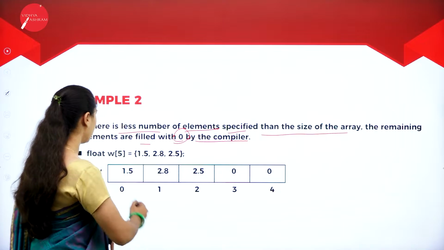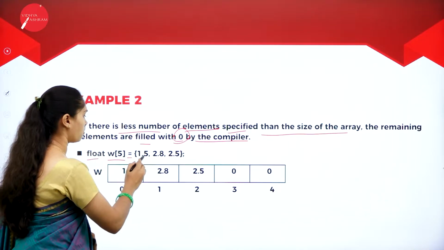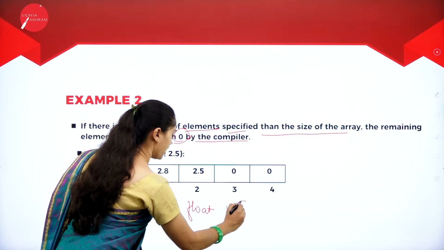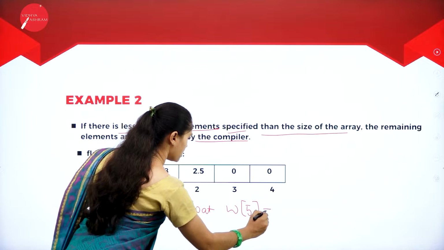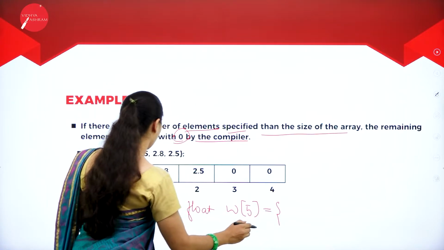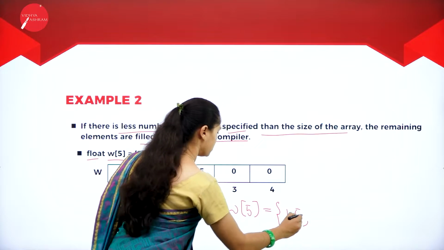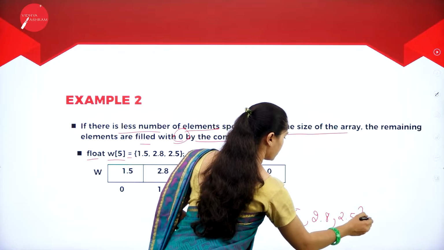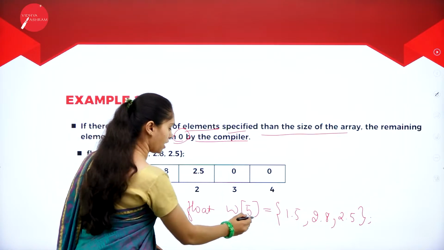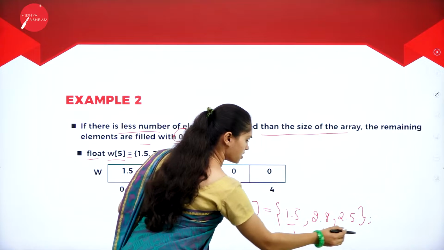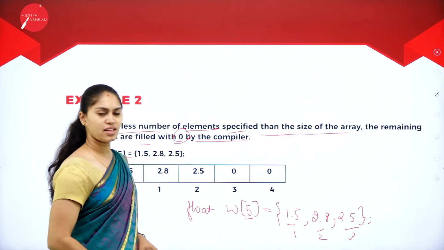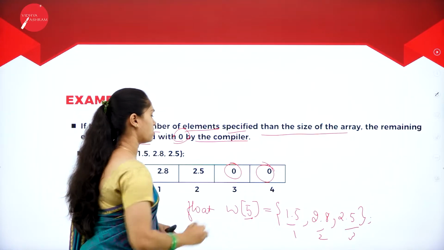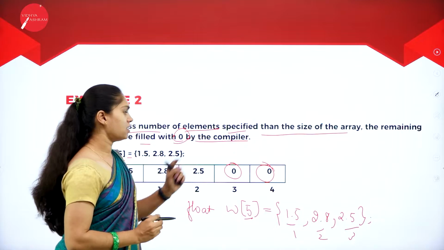So we'll see now here: float w[5] is equal to... what is the data type? Float we are taking, w is the name of the array and we are taking a size of 5, is equal to... what is the value they are taking? 1.5, comma, 2.8, comma, 2.5. What is the size? Size is 5, but I am taking only 3 elements, right? Then what about the remaining 2 elements? They will be filled with 0 by the compiler.